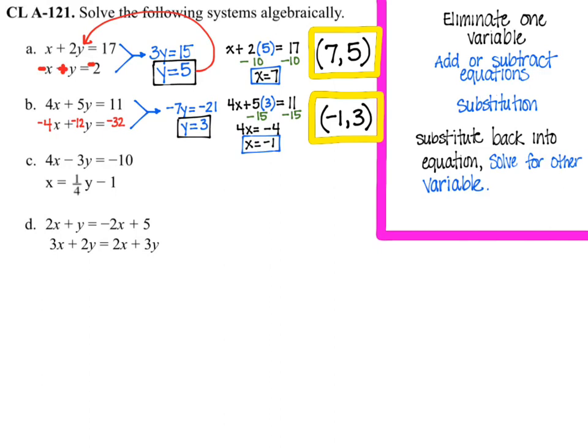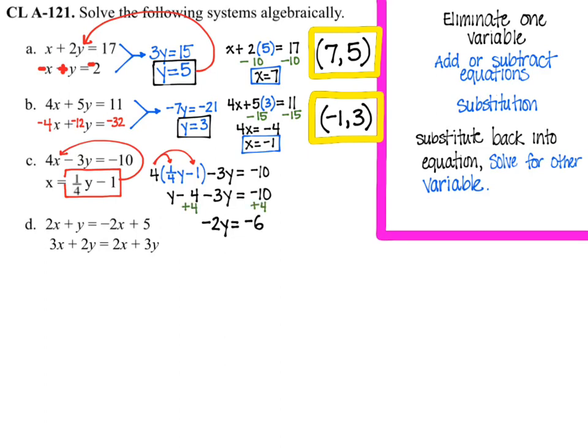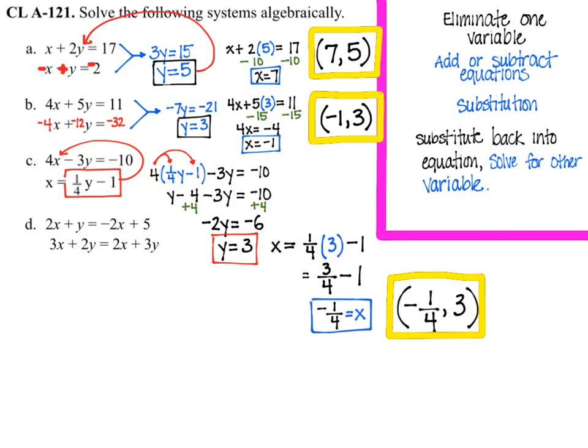In the third system of equations here, it looks like it would be easier to use the substitution method, because the second equation has already been solved for x. So I'm going to substitute this in for x in the first equation. Simplifying, collecting like terms, I solve for y. Then I substitute that back in and solve for x, and I write the answer as an ordered pair.